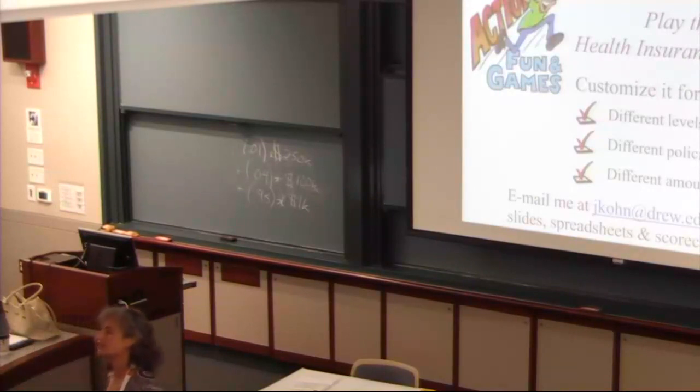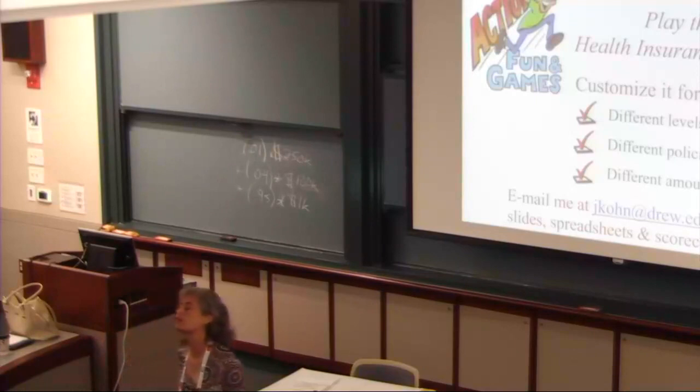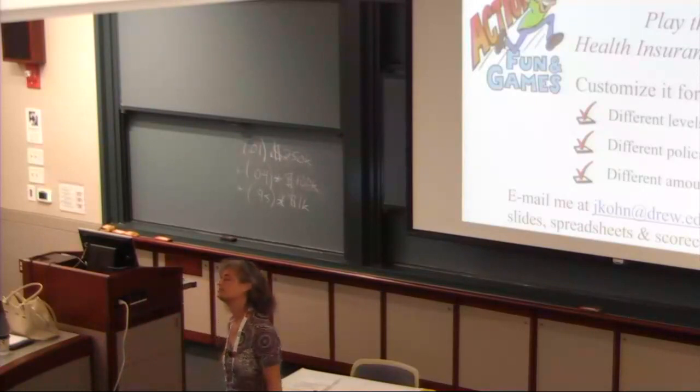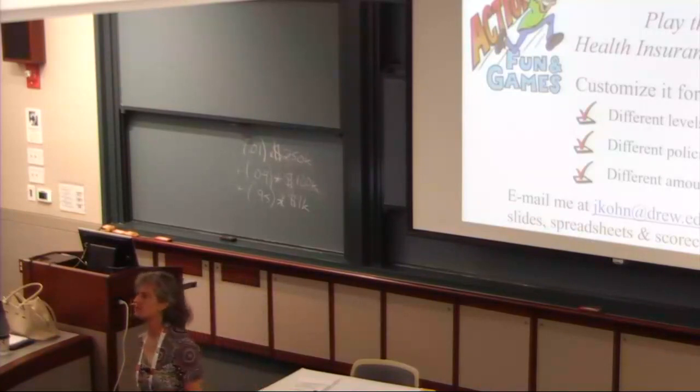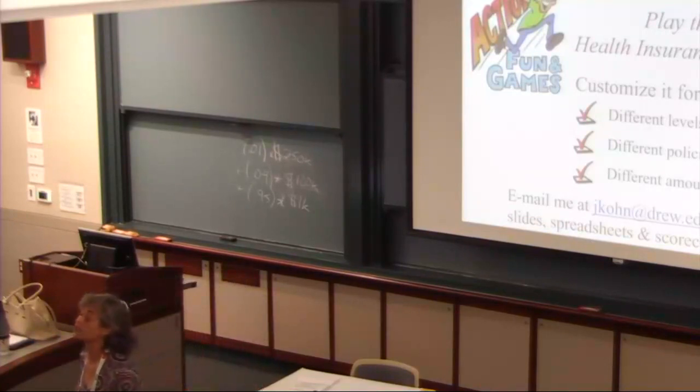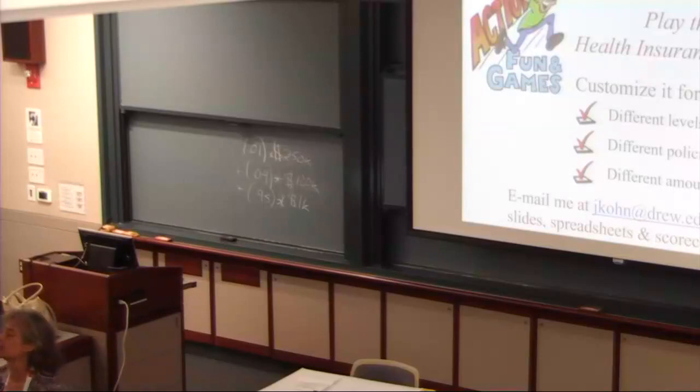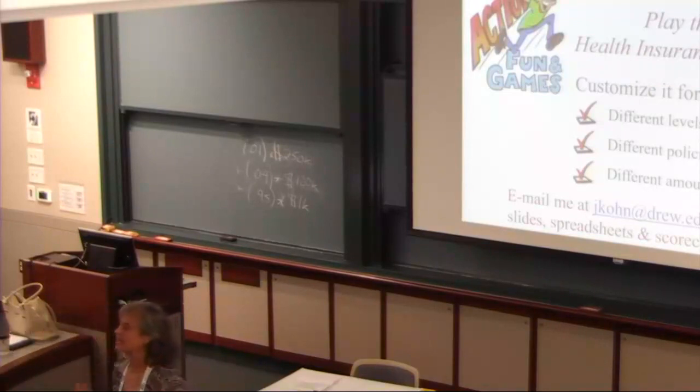Some years I do it in intermediate micro theory, and then I'll just do it in 1 day. My intermediate micro section is 1 hour and 10 minutes. So it really can be highly customizable. I think the instructions are pretty easy, so it doesn't take a long time to set up. The hardest part logistically, as you saw me doing, is trying to figure out how many insurance companies and where to put them in the room.